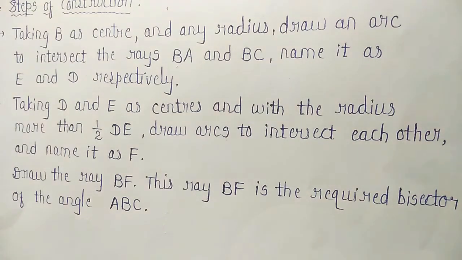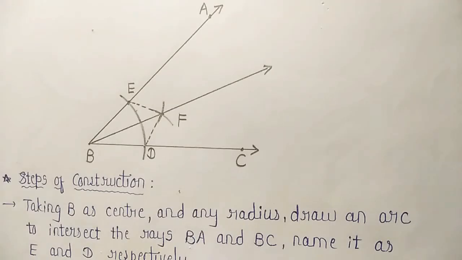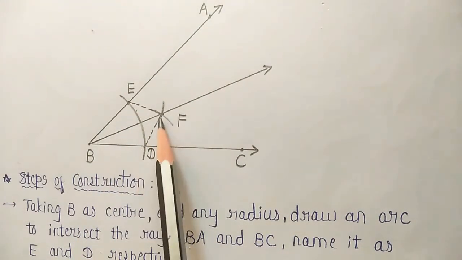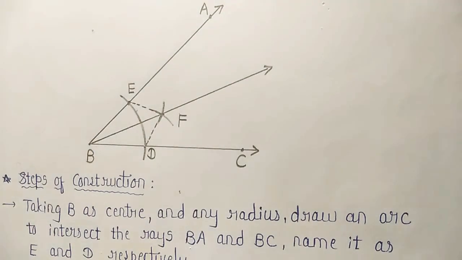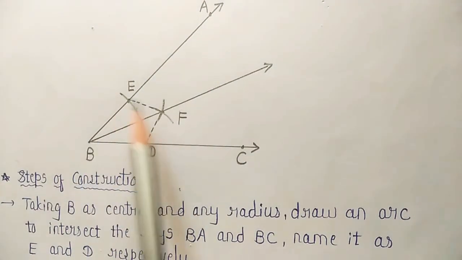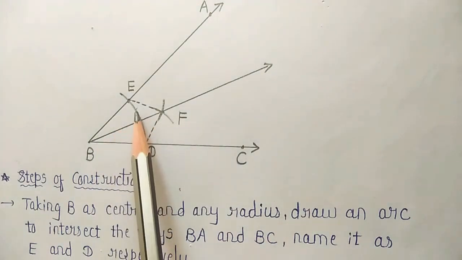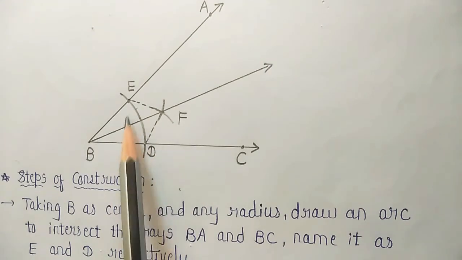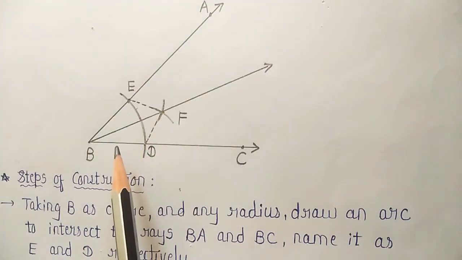Now, here we will write the justification. Meaning, how is it justified that we have constructed the bisector of angle ABC? For doing this, we will join EF and DF with a dashed line. Okay, now we have triangles formed. Look at the triangle BEF, this triangle. Also we have triangle BDF. So these two triangles are formed.